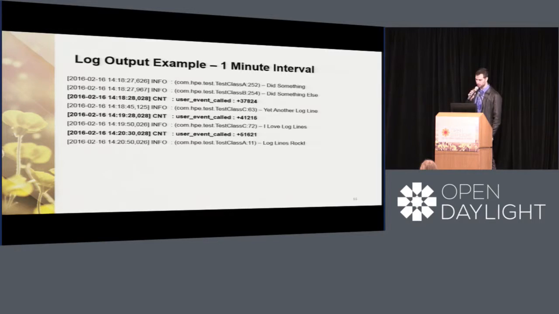The interval is 1 minute. So we will see the normal log output, and we will see every 1 minute the times this method was called. The alternative would be 37,000 prints in that minute. So of course, it's not practical.